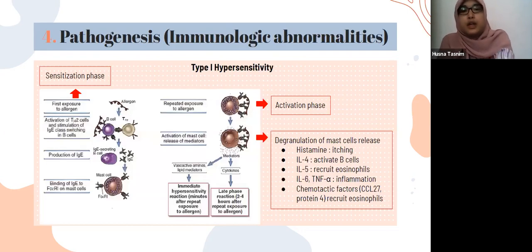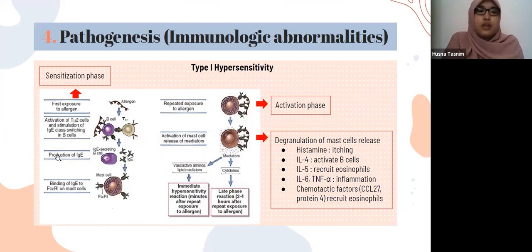Okay, type 1 hypersensitivity has two phases, which are the sensitization phase and the activation phase. So repeated exposure to the allergens is important because we need the switching of IgE and the sensitization of the mast cells by the allergen. So these eventually lead to the degranulation of mast cells, releasing the histamine that is responsible for the itchiness, and interleukin 4 that activates the B cells.